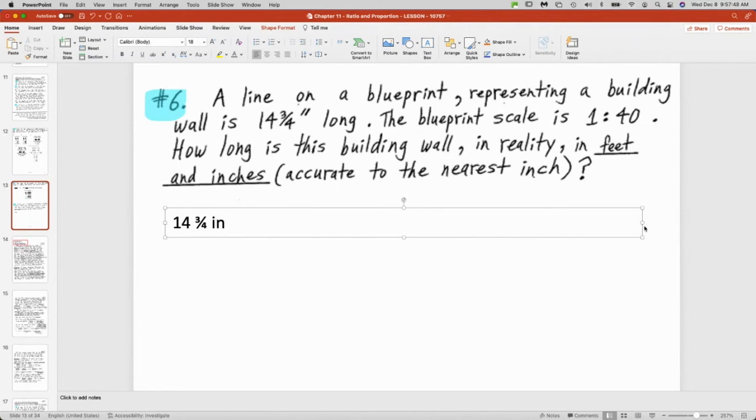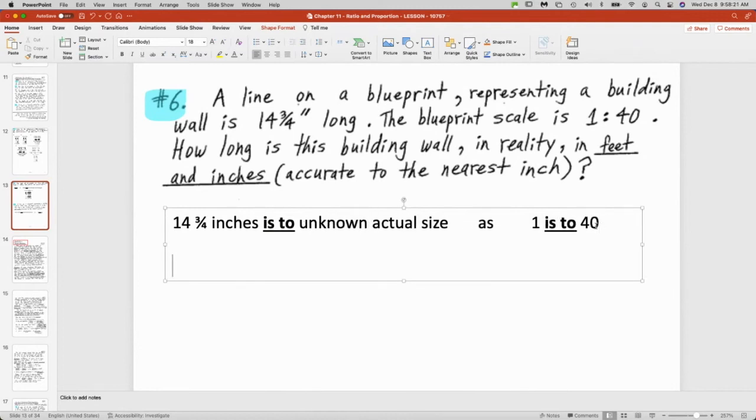14 3/4 inches is to actual size. I'll put the spaces as 1 is to 40. So there's the keywords. The "in" there is inches. Maybe I should just write inches. Yeah, that's better. That was confusing me for a second. I was trying to read the word "in" as in instead of inches. And then here we have that. And I'll put the word unknown here because that helped. We're trying to solve for that.